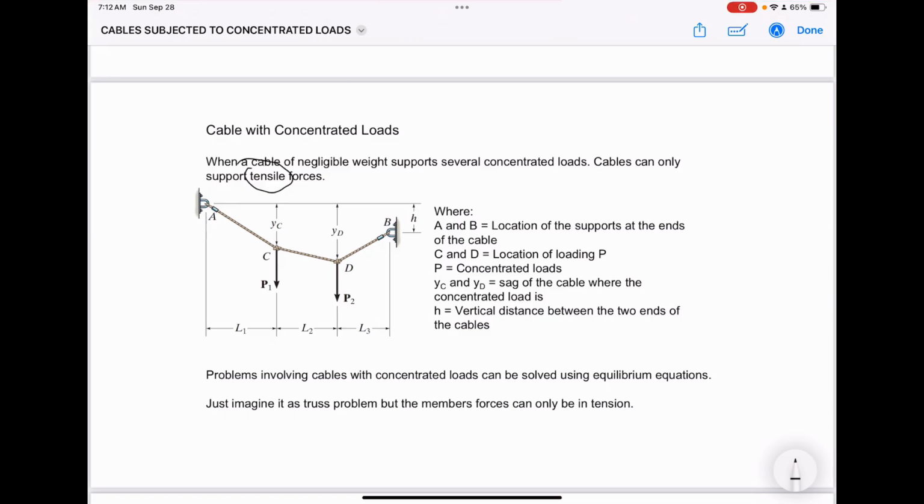Problems involving cables with concentrated loads can be solved using equilibrium equations. So just imagine this as a truss problem, but the member forces can only support tension. So we can solve it using the method of joints and method of sections, plus the obvious equilibrium equations.